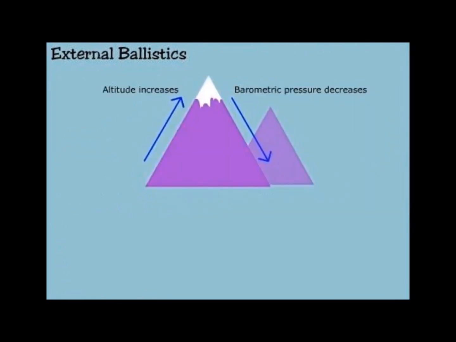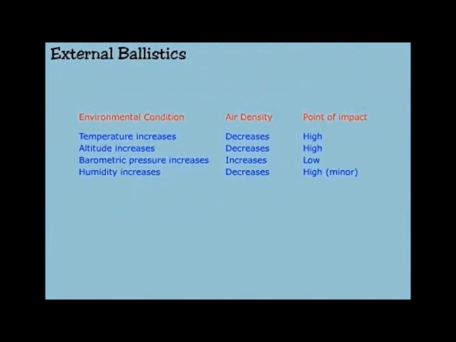Barometric pressure is a measure of air density. The higher the altitude, the lower the barometric pressure. The barometric pressure published by the Weather Bureau has been adjusted for altitude, so it is not a true measure of the density of the air. Believe it or not, humid air is less dense than dry air at the same pressure and temperature. However, humidity has a minor effect on point of impact, and has only a slight effect even if going from one extreme to another, and only at very long ranges.